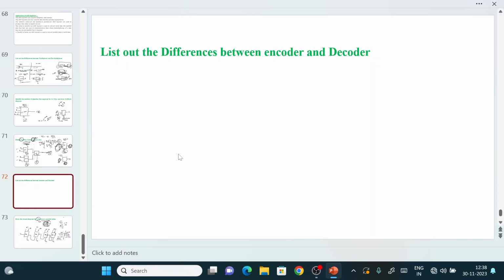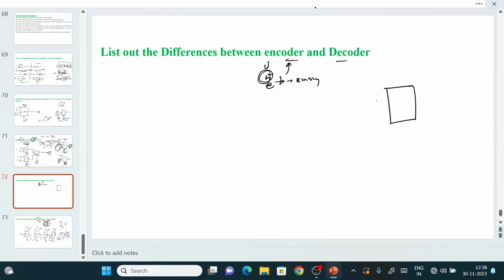So the next question is, what is the difference between encoder and decoder? The simple, straightforward answer: an encoder converts either a number or a symbol into binary format, which is called encoding or the encoder. So what do we mean by encoder? It converts either a symbol or a number in terms of binary representation.